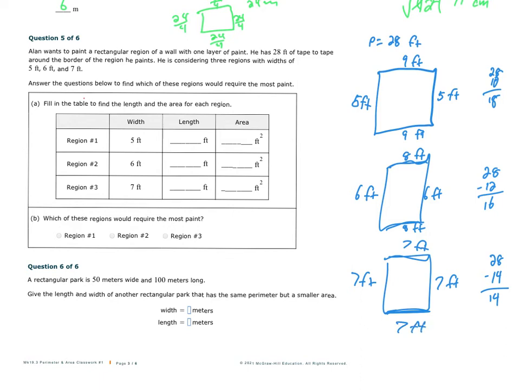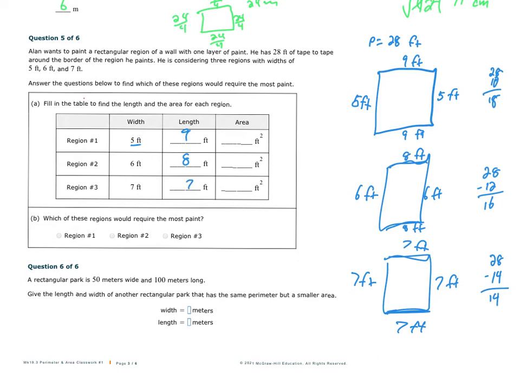Okay, so we can fill in our data. Fill in the table. Region 1, if the width is 5, the length is 9, because 9 plus 5 is 14. If the width is 6, the length was 8. 6 plus 8 is 14. Region 3, the width is 7, the length is 7. That adds up to 14 too.